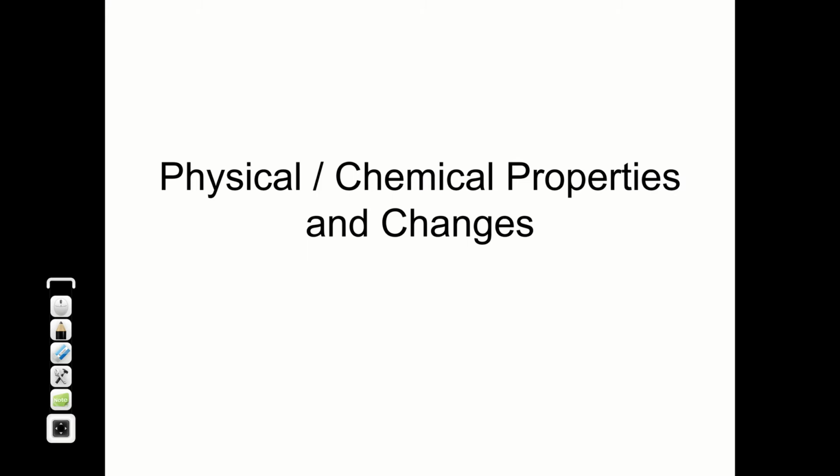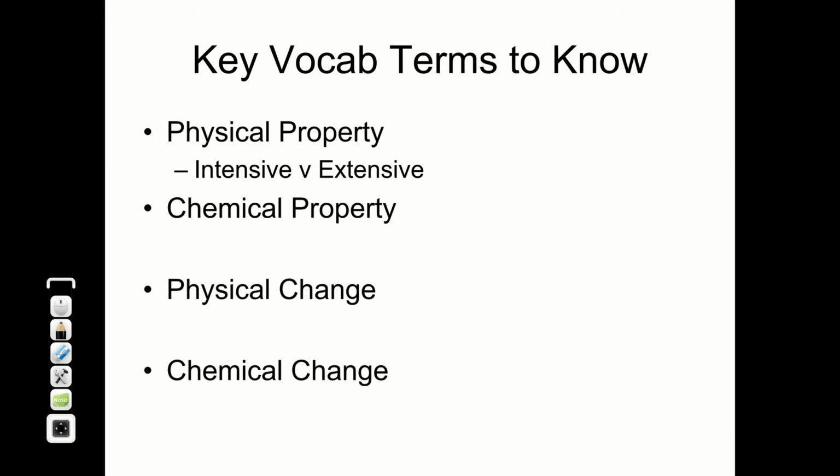This is kind of a follow-up to the lecture on matter, the types of matter we have, pure substances and mixtures. And now we're looking at being able to describe that matter and how it can basically react or change, and whether that's physical or chemical. So we're going to be looking at physical and chemical properties and physical and chemical changes.